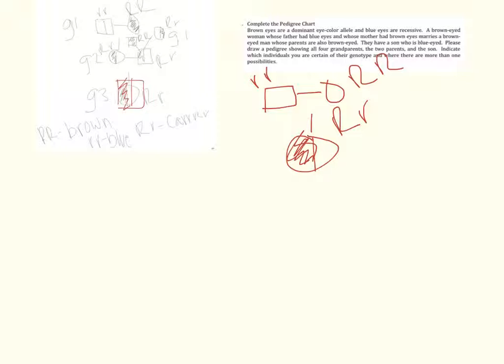And then it says she marries a brown-eyed man. So brown-eyed, you still don't know what he has. So you have to get his parents in, and then it shows a brown-eyed man whose parents are also brown-eyed. So that means they're both brown-eyed, so they're all colored in. And he's brown-eyed. But she still carries the trait of blue-eyed, no matter what.